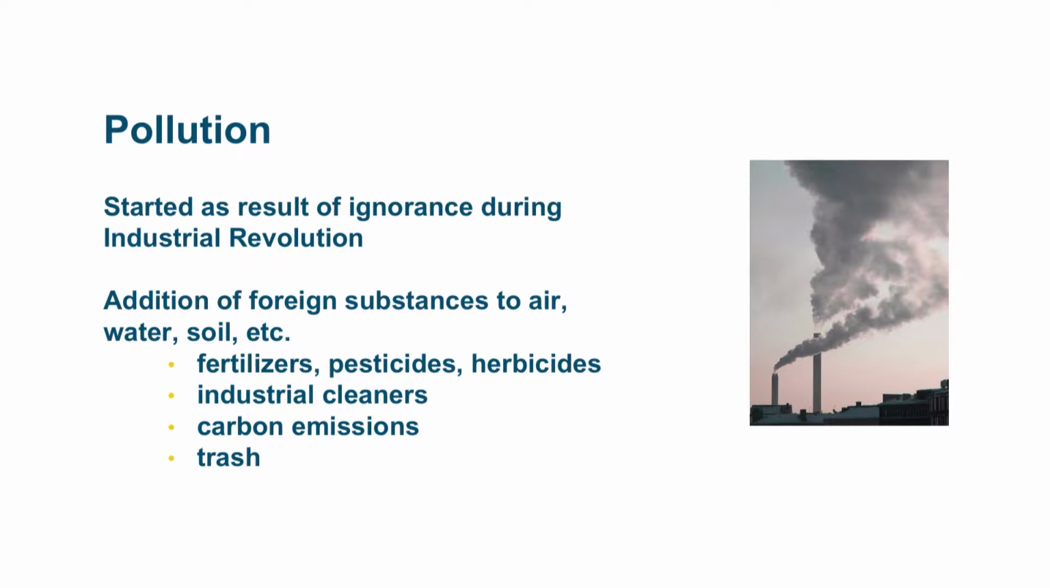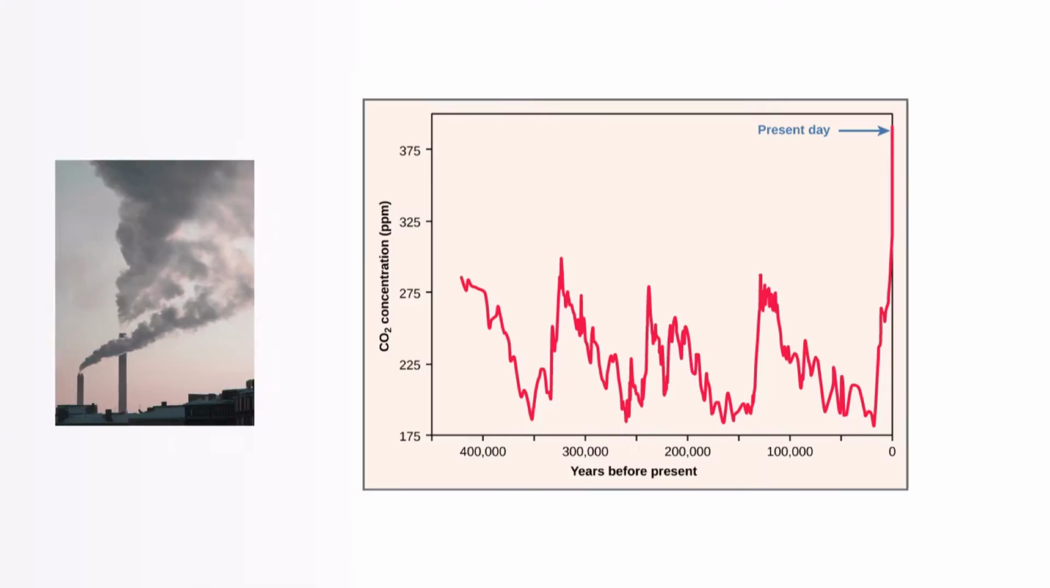Pollution, unfortunately, started as a result of our ignorance of the results of our actions during the Industrial Revolution. We just simply didn't know how much we were polluting the atmosphere because of all of the new industry that we had created. The addition of foreign substances to the air, water, and soil is what we call pollution. Fertilizers, pesticides, herbicides, industrial cleaners, carbon emissions, and trash are all pollutants.